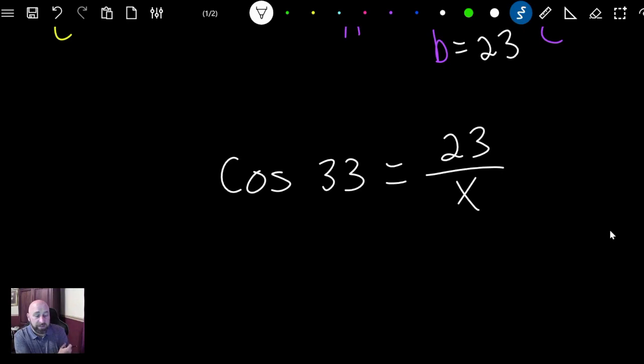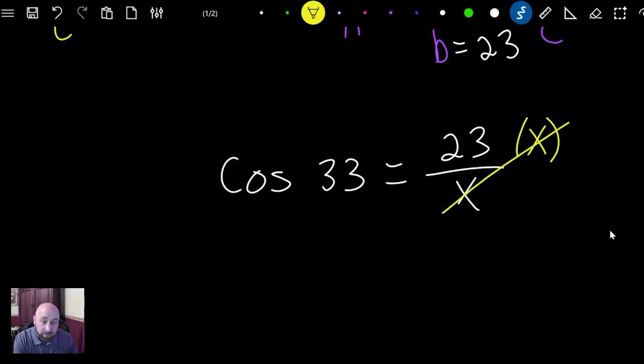Now I just need to solve that equation. How do you solve this equation? Using algebra. We're going to move x to a side all by itself. The way that you do that is you multiply both sides by x, and that's going to cancel the x from the denominator, and so you have x over here. Okay, so you have x cosine of 33 equals 23.